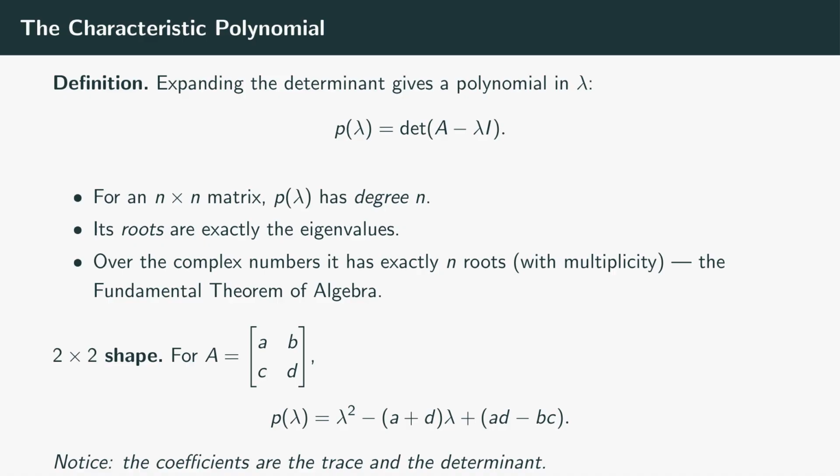Third, over the complex numbers, a degree n polynomial always has exactly n roots, counted with multiplicity. That is the fundamental theorem of algebra, so an n by n matrix always has n eigenvalues if you are willing to allow complex ones.